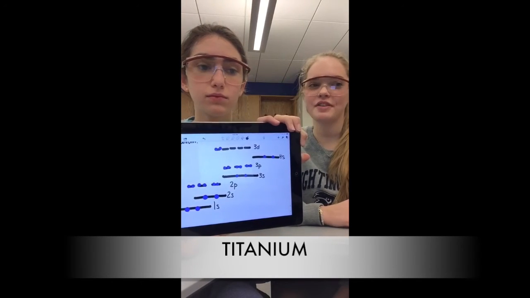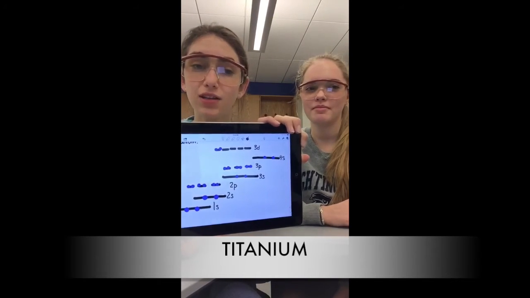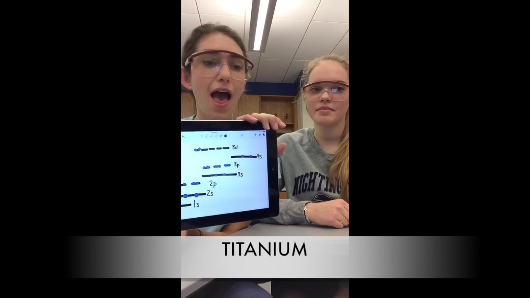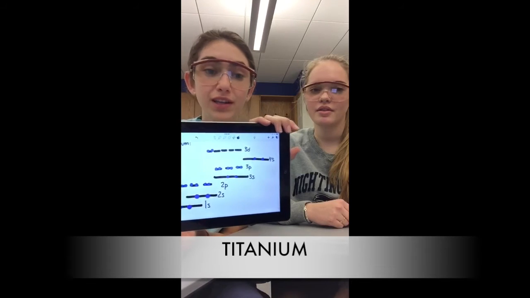The next 2 are in the 3s orbital. The next 6 are in the 3p orbital. The next 2 are in the 4s orbital. And then the last 2 are in the 3d orbital.